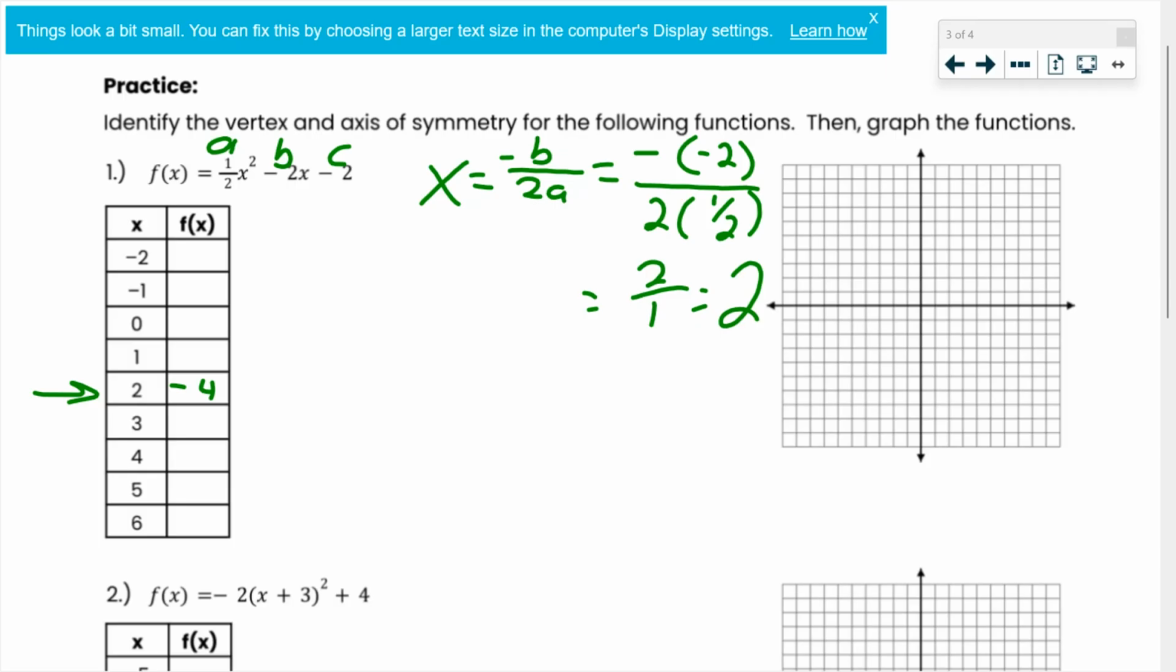Now I'm going to sub in 1. 1 squared is 1, times 1/2 is 1/2. Minus 2 would be -1 and 1/2. Minus 2 would be -3.5. And here's honestly where the magic happens. Parabolas are symmetrical, which means if I sub in 1 and get -3.5, I will also get -3.5 when I sub in.